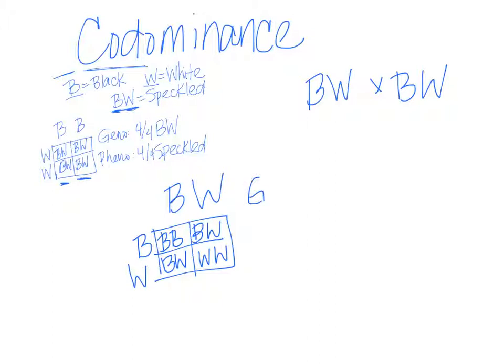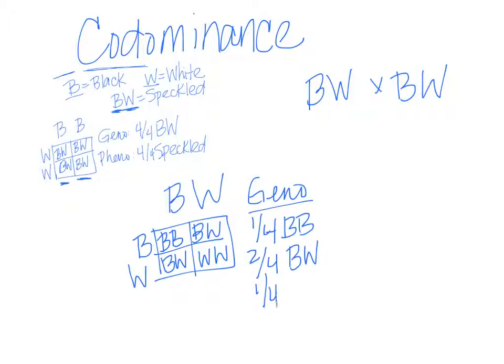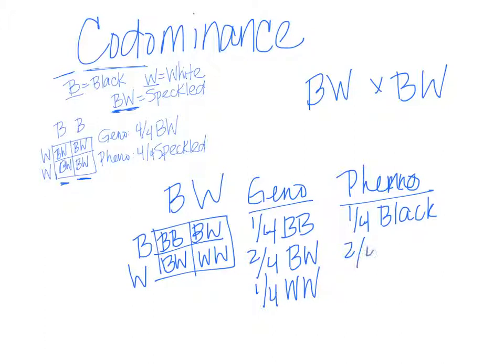Okay? So then for genotypes, again, 1/4 will be big B, big B, 2/4 big B with the big W, and 1/4 big W, big W. And then, that's phenotype. 1/4 will be black, 2/4 are going to be speckled, and 1/4 are going to be white.